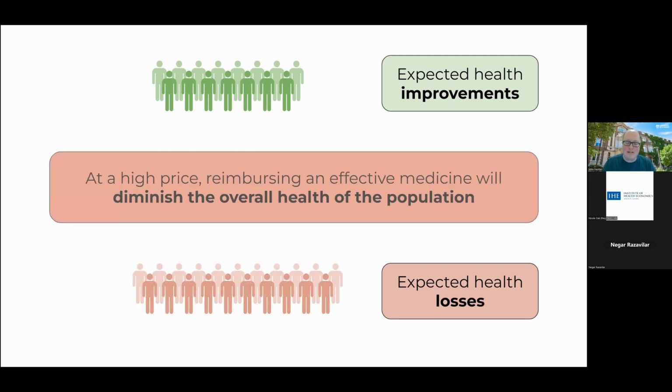But for the same medicine, if the price was much higher, then we have the same expected health improvements, but we have a larger expected health loss. So reimbursing that medicine at a high price would be expected to diminish the overall health of the population. And this is true even though the medicine is effective. The medicine's effective, the patients that receive it benefit from this medicine, but those costs fall on the limited budget. There are other things we cannot do that we would like to do from that budget, and there are implications for the health of other patients.